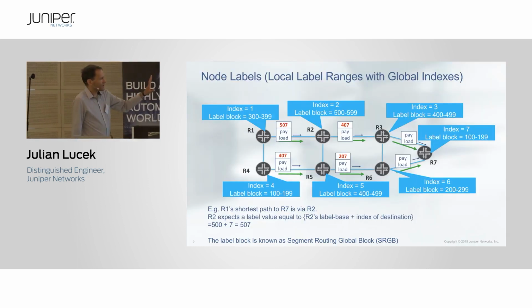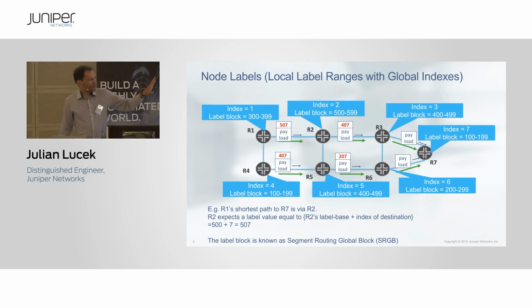Now, if you look at this diagram, in fact, all the IGP metrics are equal. And so if you think about traffic destined to R7 on the right-hand side of that slide, those green arrows show the shortest path tree as defined by the IGP.